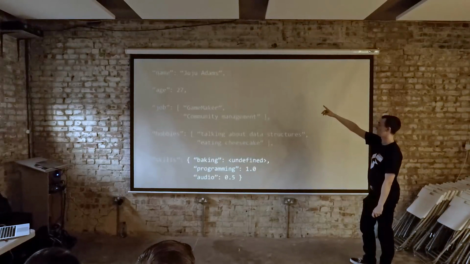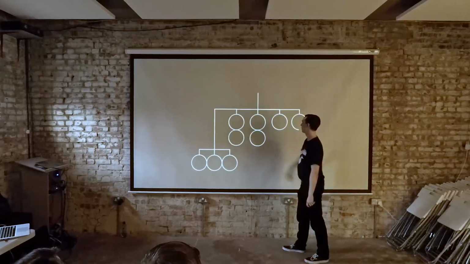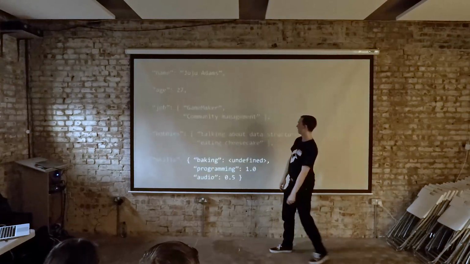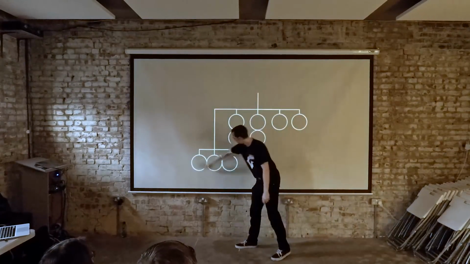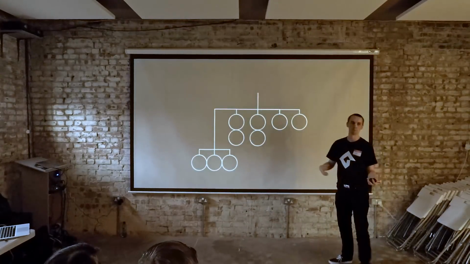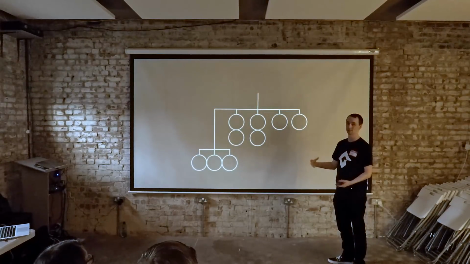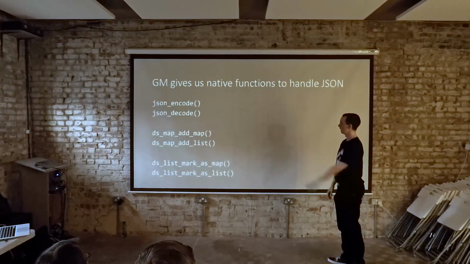So if we're going to look at this particular structure here as a JSON, it would look like this. So this is my name, this is my age, this is my job, this is what else? Yeah, my hobbies, and this is my skills. Once you start thinking about data as trees, as JSONs, you start seeing how to lay this stuff out for things like save files.